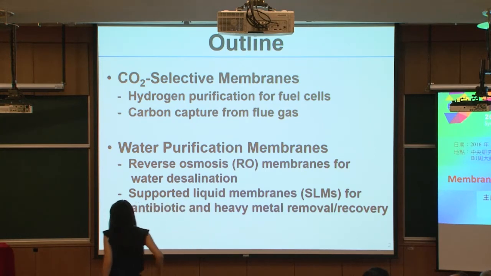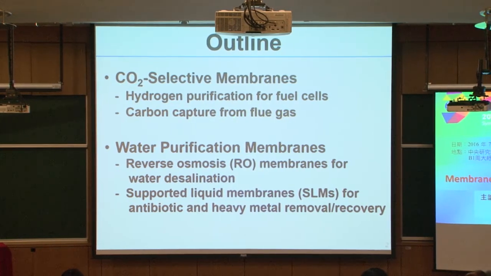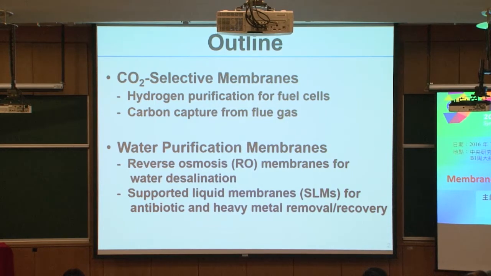All right, so here's the outline. I will talk about several kinds of membrane. The first one is the CO2 selective membrane for hydrogen purification for fuel cell, and also for carbon capture from flue gas in the coal-fired power plant. And then I will move into the water purification membrane, including reverse osmosis membrane for water desalination, and also the supported liquid membrane for antibiotics and heavy metal removal and recovery.